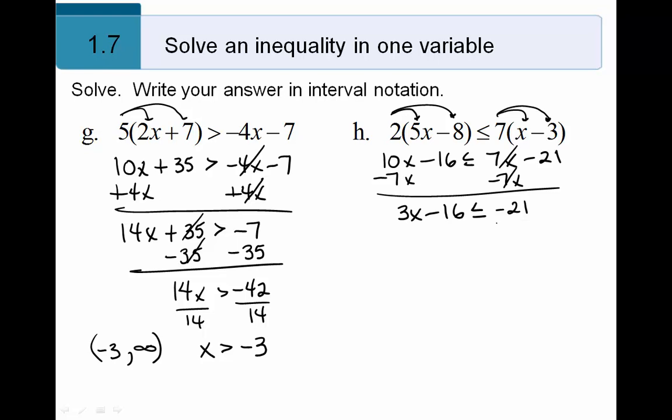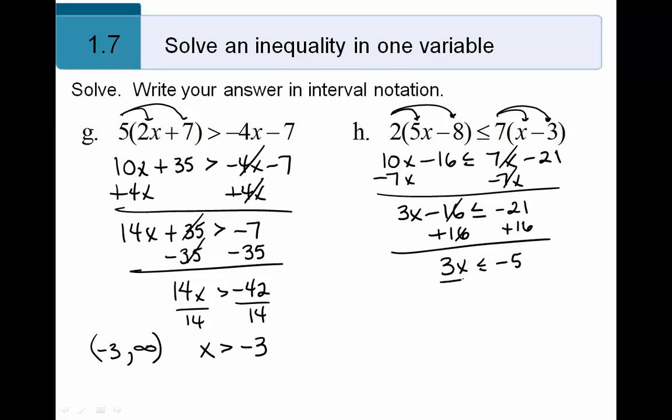Since we move variables left, we have to move numbers to the right. Let's get rid of the negative 16 by putting a positive 16 on both sides. The 16's cancel, leaving 3x is less than or equal to negative 5. With the variable term on one side and the number on the other, steps 2 and 3 are complete.